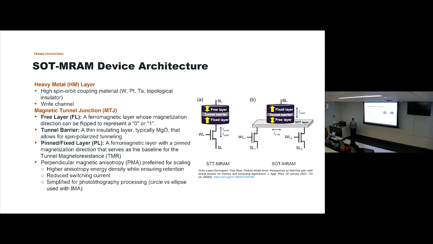Also important to note is that PMA, perpendicular magnetic anisotropy, is preferred. This is for scaling purposes. With IMA, we need an elliptical MTJ structure, which is a little bit larger, but with PMA, you can get a circular MTJ, so it allows the device to be a little more dense. This also is beneficial when looking long-term at your photolithography process. It's much easier to print a circular structure than an elliptical structure consistently.